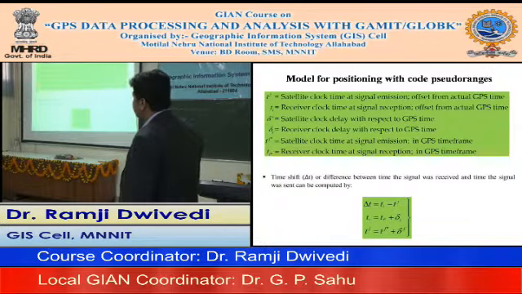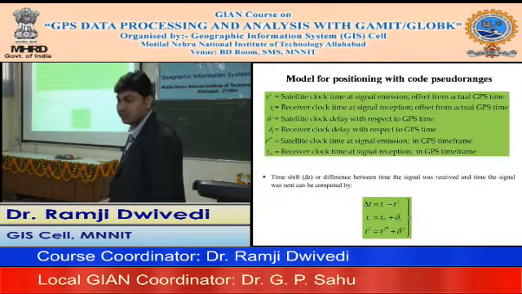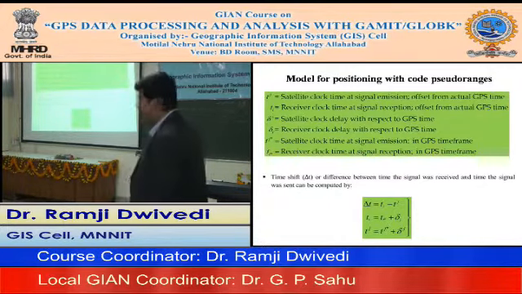So this is TJ star, which we call satellite clock time at signal emission in the GPS time frame, and TI star, which we call receiver clock time at signal reception, both in the GPS time frame. We'll see how you would write it if those errors were not there. So delta T is nothing but the signal reception time minus the signal emission time, and we are trying to relate these individual times with reference to the GPS frame time.